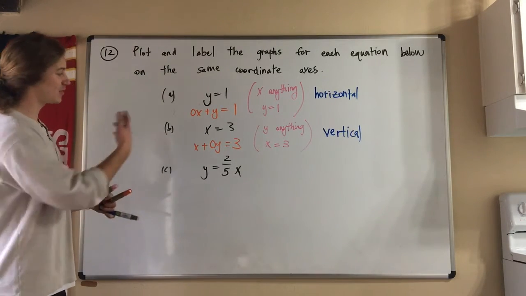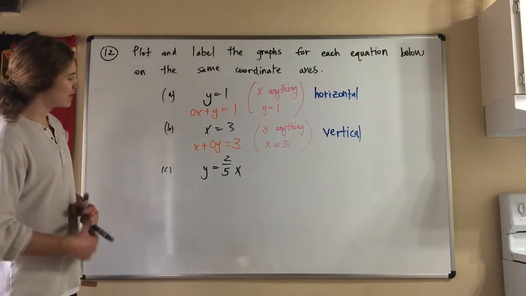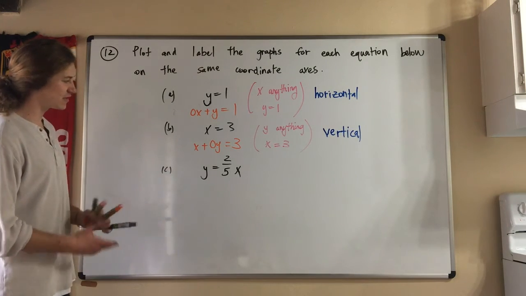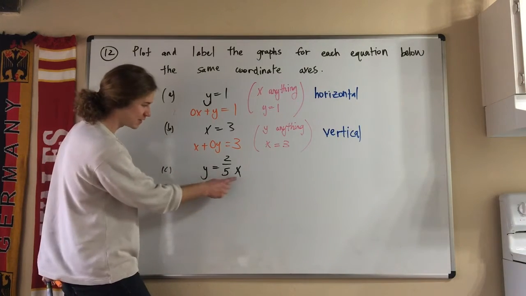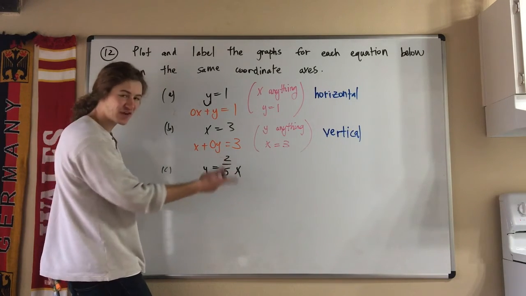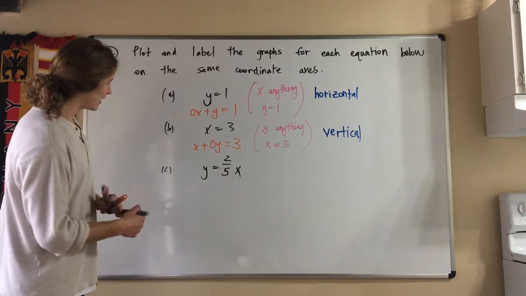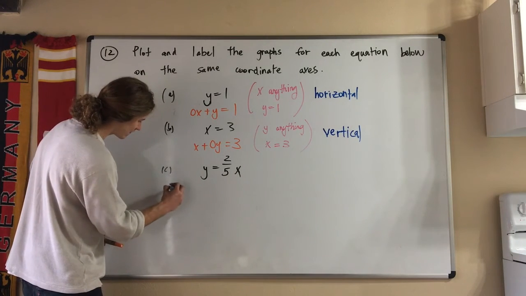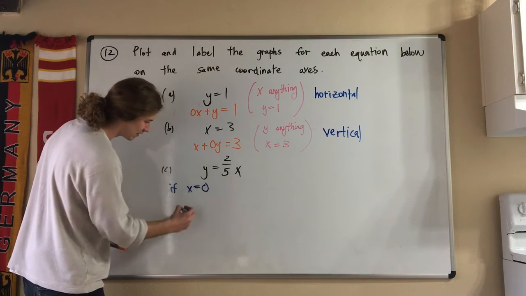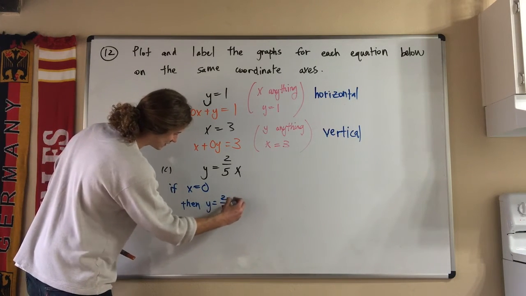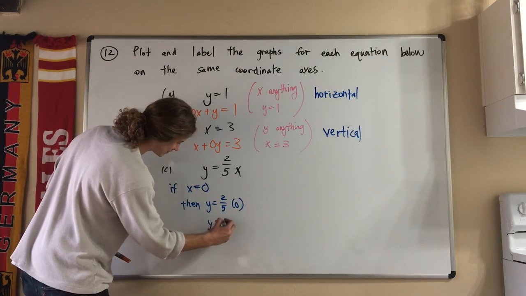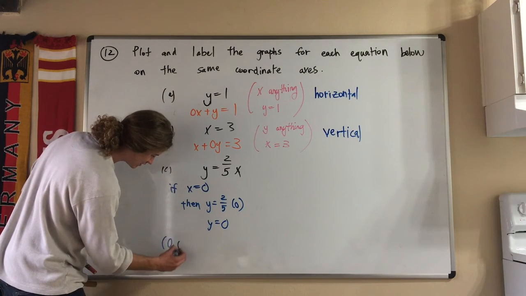So let's do that first by choosing x's and y's that would work. I'm going to choose two x values. I'm going to choose x equals 0, and then x equals 5/2. The reason I do that is because 2/5 times 0 is easy, and 2/5 times 5/2 is easy. So let's go ahead and do that. If x equals 0, then y equals 2/5 times 0, or y equals 0. So one solution is (0, 0).